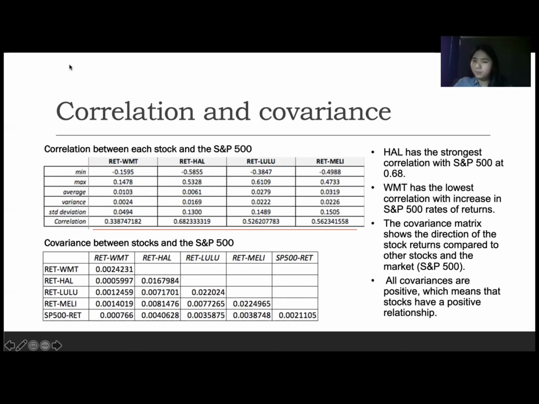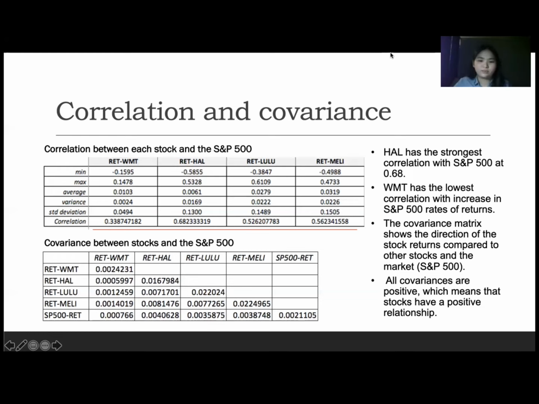It is important to know that while the correlation is relatively low in comparison to the other stocks, there is still a chance that its returns will increase as well. Thus, this explains the positive covariance. As we can see in this second figure, covariance, it is showing the covariance between stocks and the S&P 500.